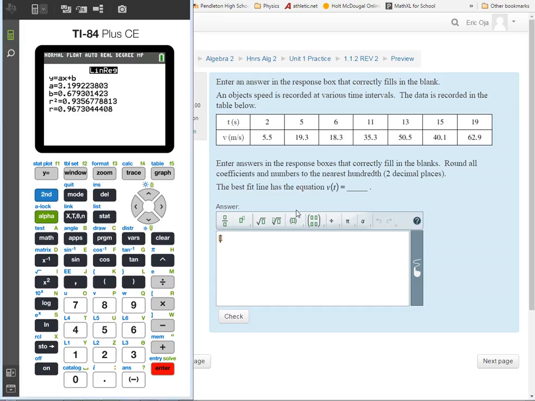So we've got to round all of our coefficients to 2 decimal places. And so I'm going to write a as 3.20 times t instead of x, plus b, which is 0.68. That's our answer.